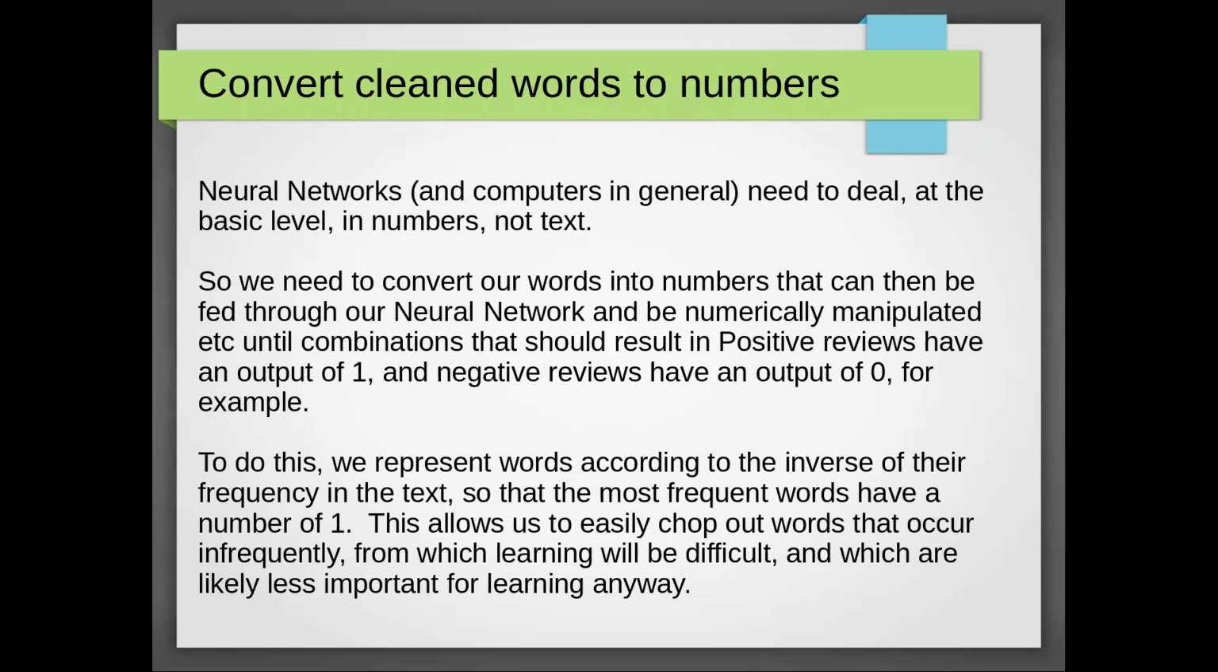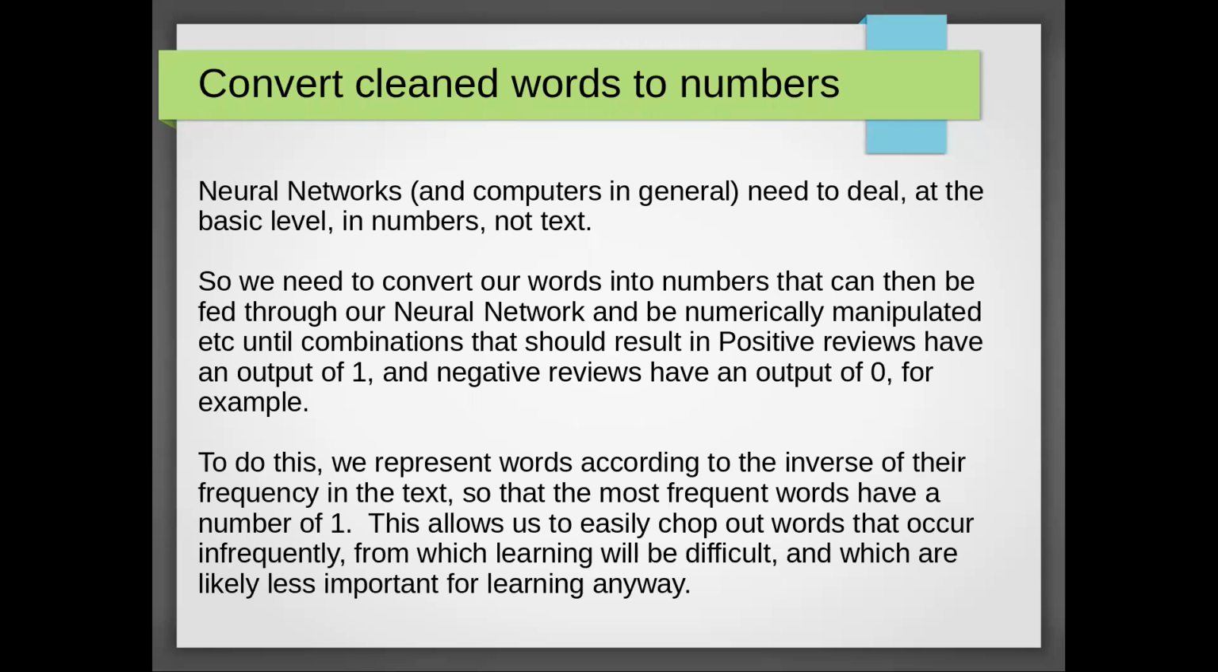So we need to find a way in which we can convert our words into numbers meaningfully, such that the neural network can then manipulate those numbers and get to an output value between 0 and 1, which will indicate whether it's more likely to be positive or negative. The common way in which we do that for sentiment analysis is we represent words as numbers according to the inverse of their frequency in the text. So the most frequent word in a piece of text would have a value of 1. We'd use the number 1 for that.